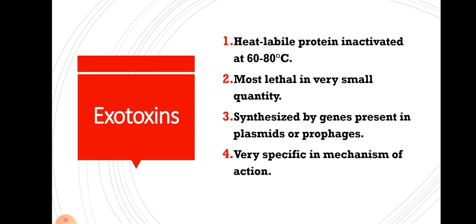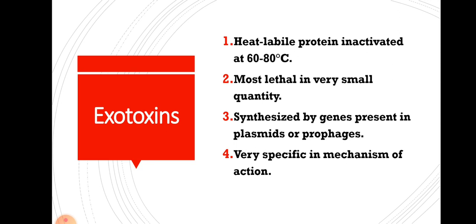Let us know the characteristics of exotoxins. Exotoxins are toxic proteins excreted by bacteria into the surrounding medium. These are soluble in nature and heat labile and may travel from the limited site of infection to distinctly located other body tissues or target cells in which they exert their effect. These are inactivated at 60 to 80 degrees centigrade and mostly lethal in very small quantity. These toxins are synthesized by the genes present in plasmids or prophages.